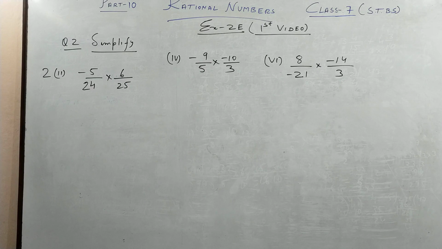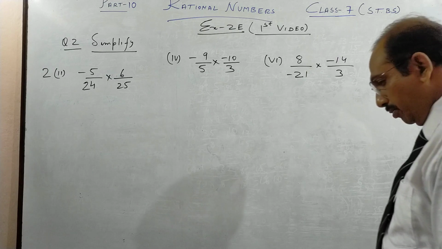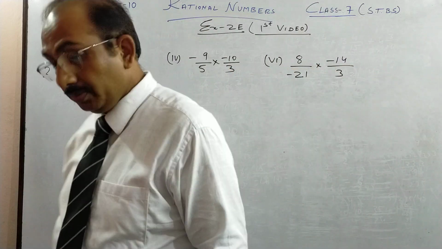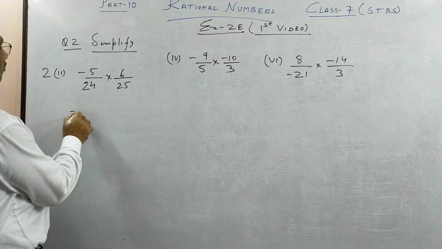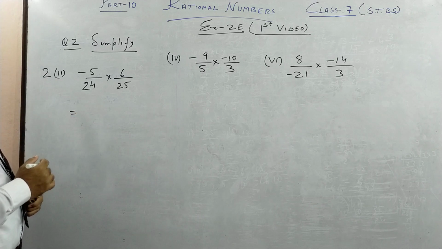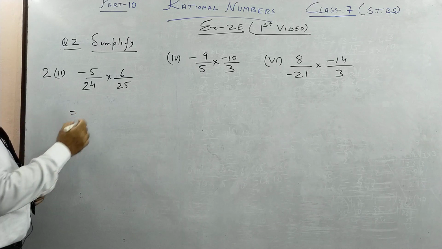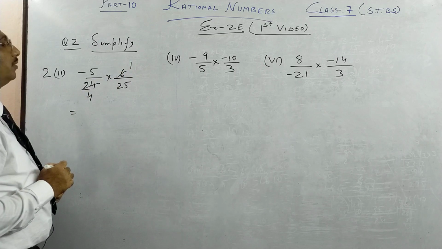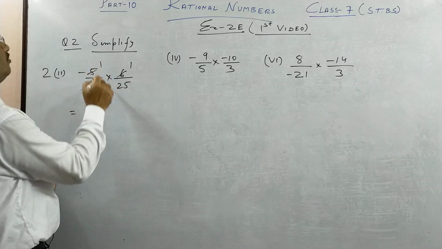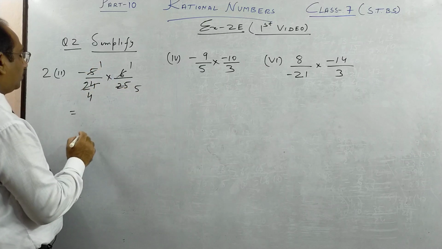So next we move on to question number 2, part 2. Here I am doing the even number part. You see how we do it almost similar to question 1. Whatever we can cancel, we cancel. So 6 1s are 6, 6 4s are 24, 5 1s are 5, 5 5s are 25.